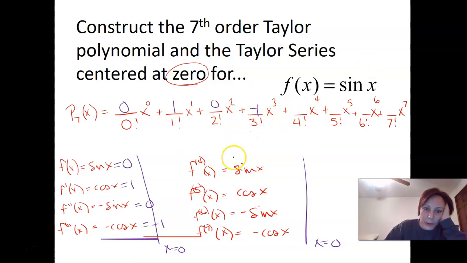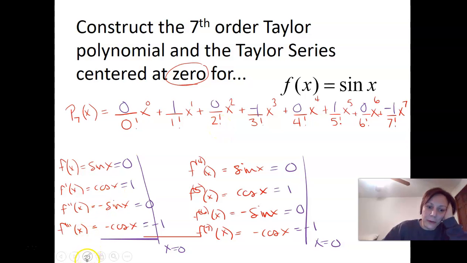And again, you are going to notice a pattern. I am back to the sine of 0, which is 0. Cosine, which is 1. Negative sine, which is 0. And then negative cosine, which is negative 1. And I'm done. Circle it. I have just written a seventh order polynomial that will mimic the sine function.